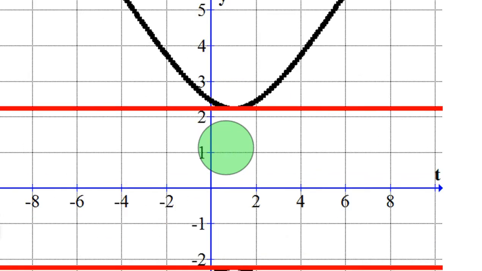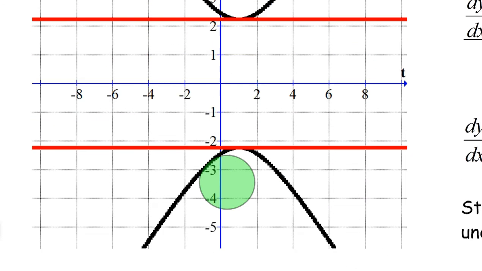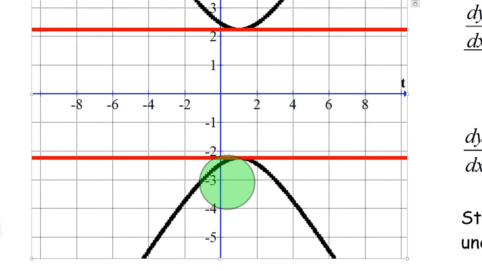Yes, I did graph it, thankfully. And here are our points. 1 comma square root of 5, 1 comma negative square root of 5. We will have horizontal tangents on this graph, which is not a function. It does not pass the vertical line test. That's how you do a problem involving horizontal tangents and implicit differentiation. If you have any other questions about it, let me know.